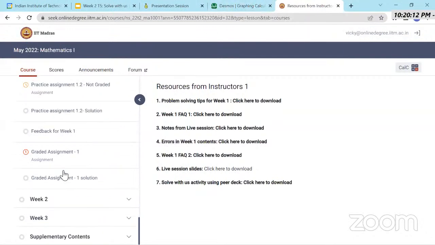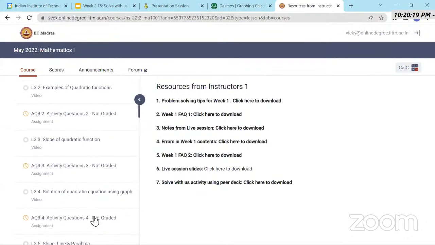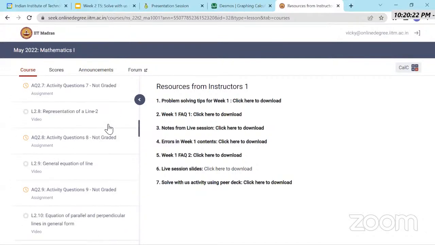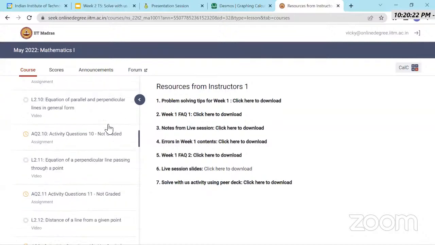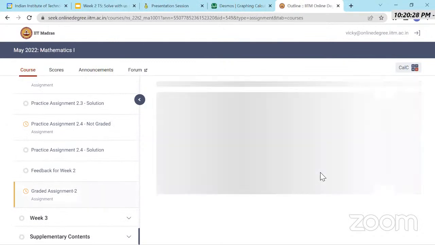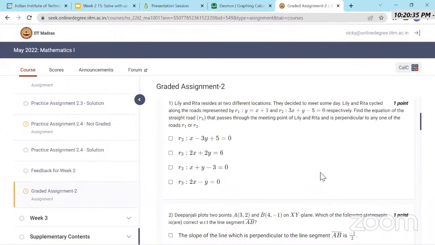Yes, yes, yes. Okay, so now I'll just go quickly to maybe not week 3 but week 2, right? Yeah, so the week 2 graded assignment question. So I'll just take you through those slides maybe. If there is any ambiguity which you are facing, you can just ask me. Sir, question number 8. Line right here. So I'll come to that.